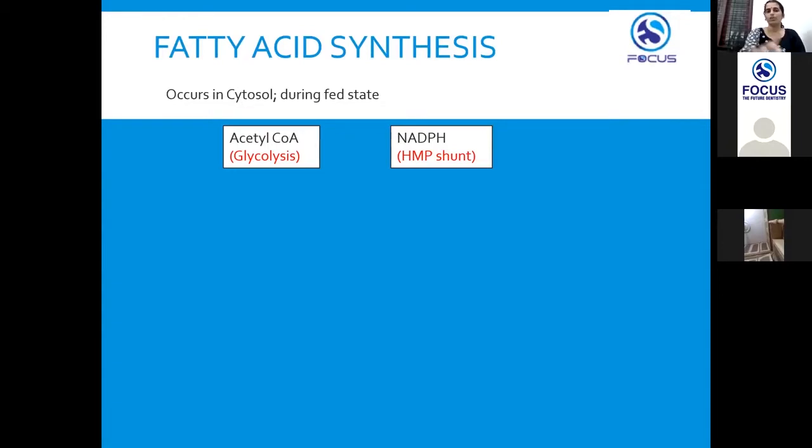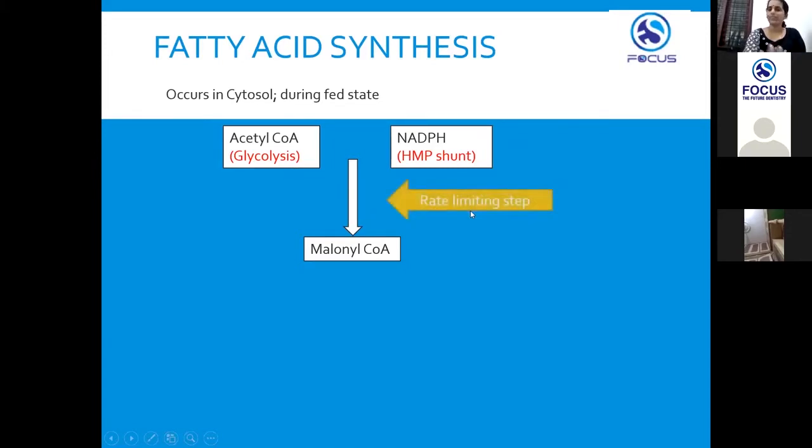It occurs in the cytoplasm. Here, the input compounds are acetyl-CoA obtained from glycolysis and NADPH from the HMP shunt. Both are utilized for fatty acid synthesis. The first step is acetyl-CoA, in the presence of NADPH from the HMP shunt, getting converted into malonyl-CoA. That is the rate limiting step. In detail, each and every step and the intermediates are not necessary. Just an overall idea of fatty acid synthesis is sufficient.